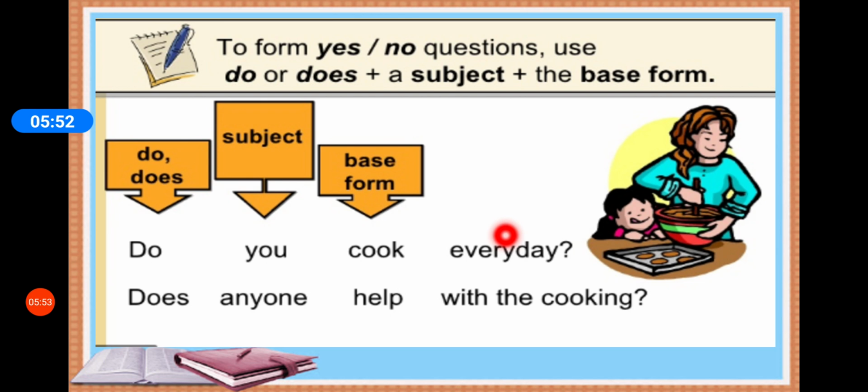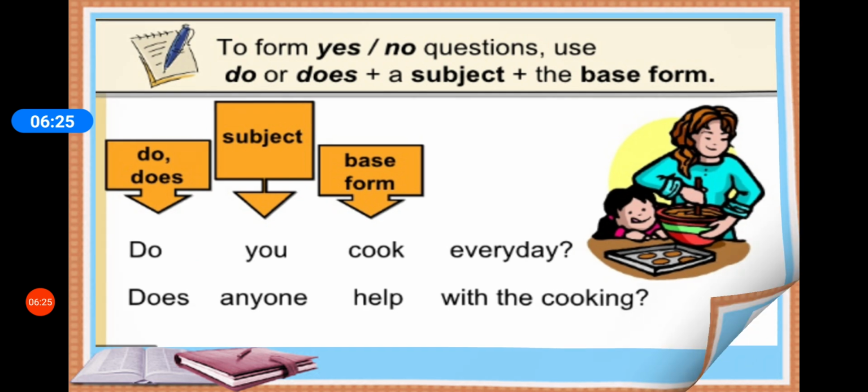Now children, notice over here that with you, we had learned that with I, we, you, they and plural nouns, we make use of do. That is the reason do has come over here. Do you cook every day? And does. Does anyone help with the cooking? Here we have made use of does.